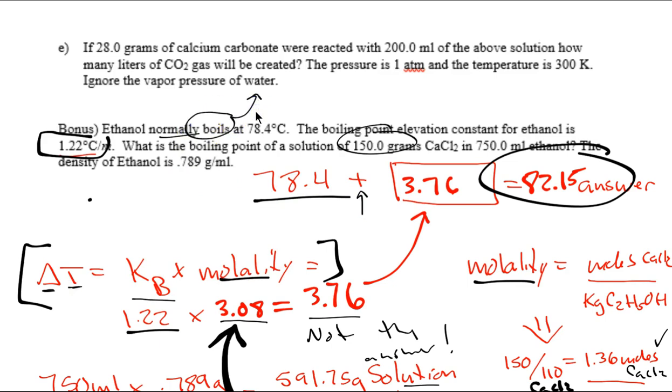If this question tomorrow says freezing, you have to subtract. It's the exact same math, except you subtract at the end. So once you add this, you end up with your new temperature being 82.15, and that actually is your answer. And I am done. Thank you, third hour, for being silent.